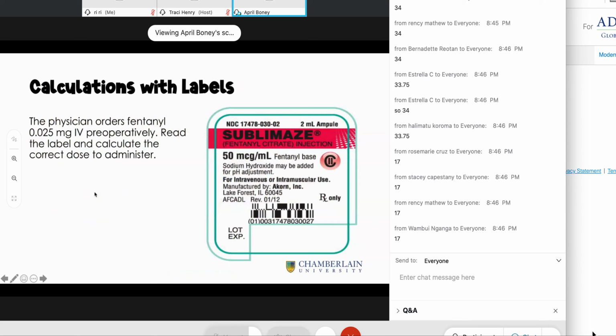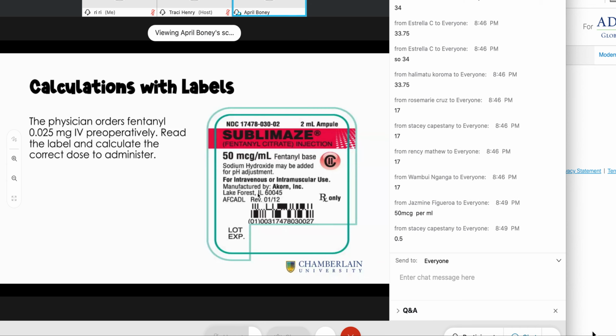Okay, so let's read this label and answer this problem. We have fentanyl 0.025 milligrams IV. The calculation is: calculate the correct dose to administer. So we have to pull the concentration off the label. This is what our pharmacy sent us, this bottle or container. We have to find the concentration. Right here, 50 micrograms in every 1 milliliter.